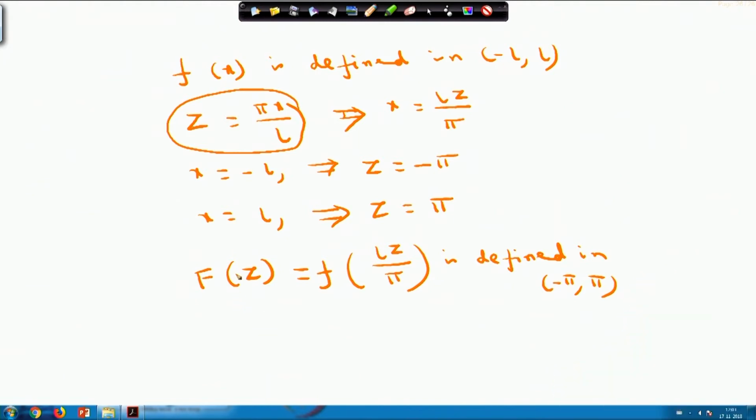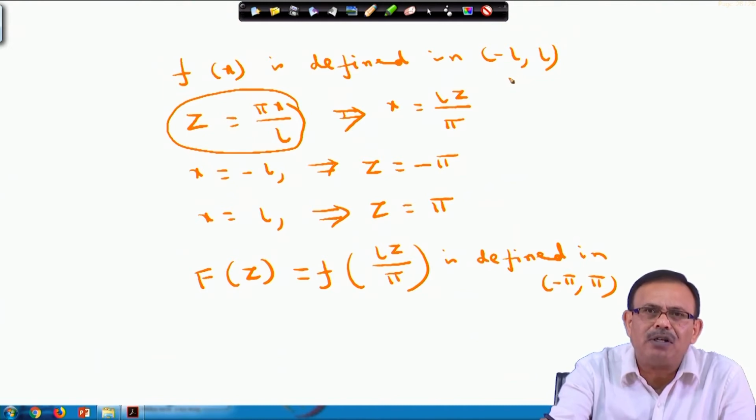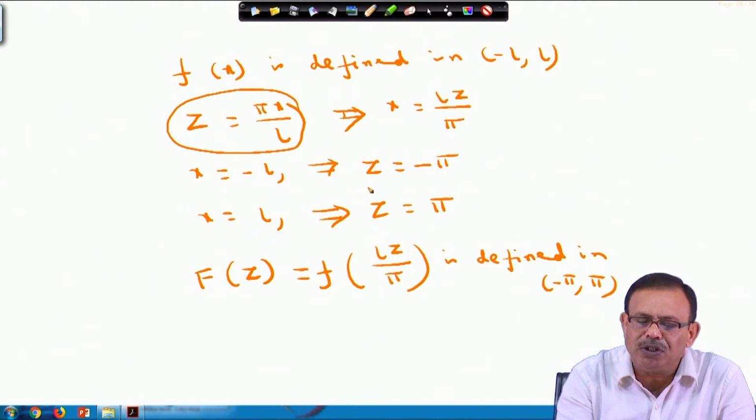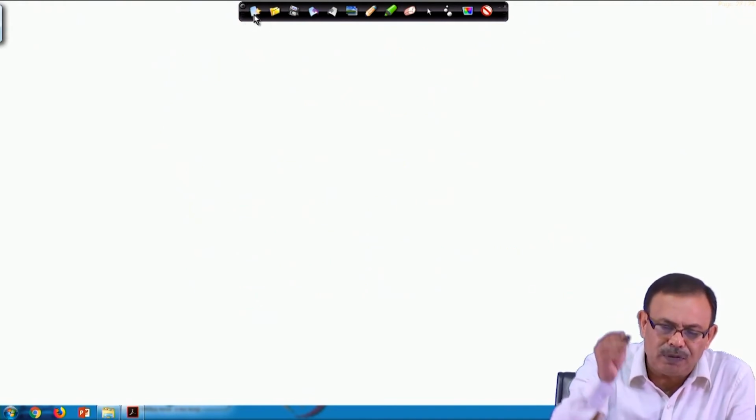Please note this: I had the original problem f(x) defined in minus L to L. I am making the substitution z equals pi x by L. By that, z is now moving from minus pi to pi. So my original f(x) is now replaced by a new function capital F(z), which is nothing but f of L z by pi, and which is defined in minus pi to pi. So capital F(z) can be expanded in terms of a Fourier series.